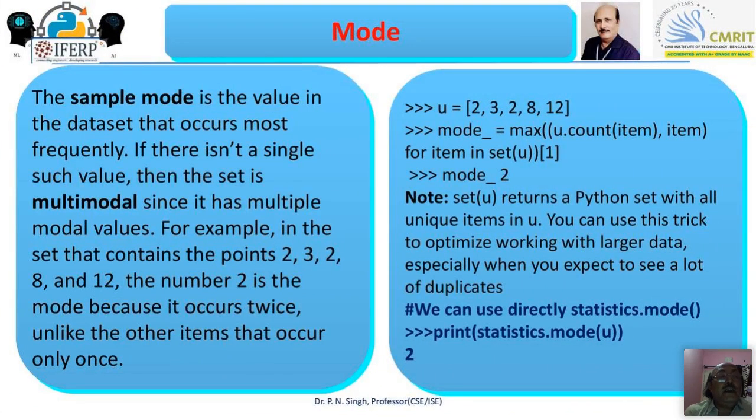The mode is the value in the data set that occurs most frequently. How many data items have been repeated more times in the data set? See here, in this data set, 2 has repeated two times and the others have repeated once. So in which way will it display that this particular data has repeated more times? That is the mode. So we have covered mean, geometric mean, weighted mean, harmonic mean, median and mode.